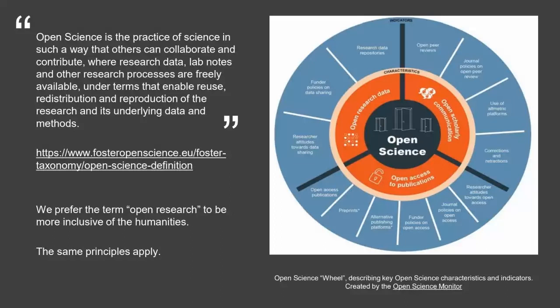Now the sector in general in the UK tends to use the term open research to be more inclusive of the humanities. Etymologically, science in many European languages does encompass the humanities, but not so much in English. So we tend to use the term open research, but the same principles apply. And you can see from the right-hand side there's an image of some of the skills. Again, that's from another project called the Open Science Monitor, which identifies some of the different areas that you'll need to familiarise yourself with.